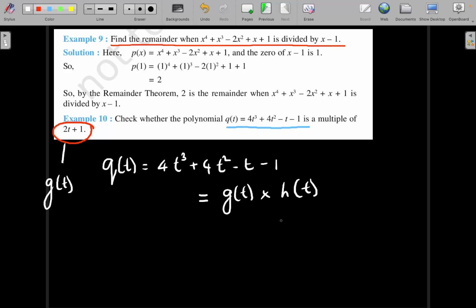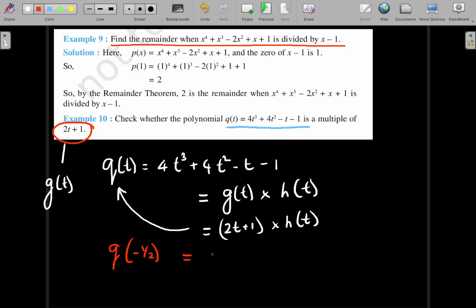Where g of t is a factor of q of t, and so that means 2t plus 1 multiplied by some other polynomial h of t. That means 2t plus 1 is a factor of q of t. Now, if this is true, then let's consider q of minus half. If you put t equal to minus half, we are just saying that t is equal to minus half.